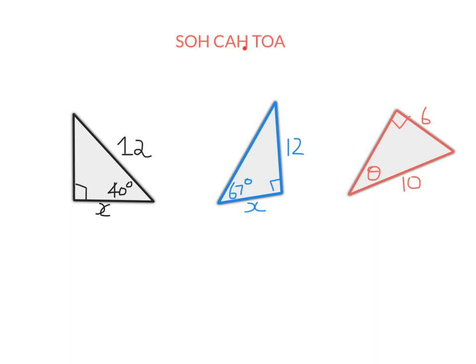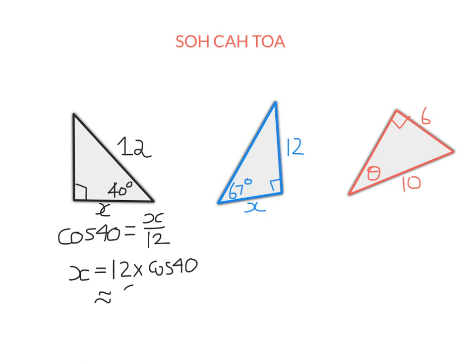Cos is adjacent over hypotenuse. When I have the adjacent and hypotenuse, I use cos. So I set up my equation: cos of 40. Now, because A is listed first, adjacent goes on top. So it's cos 40 equals x over 12. To solve this equation, I undo dividing by 12 by timesing by 12. So I just take cos 40 and times it by 12. Now my calculator needs to be in degrees mode for this, and the answer I get is about 9.19 units.